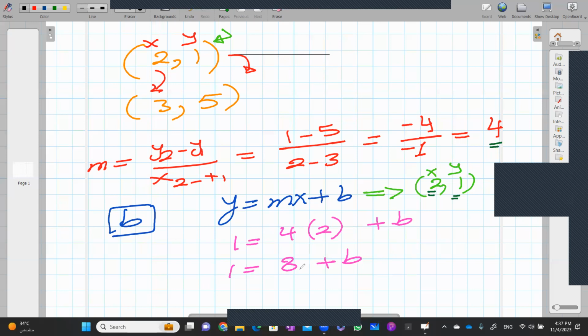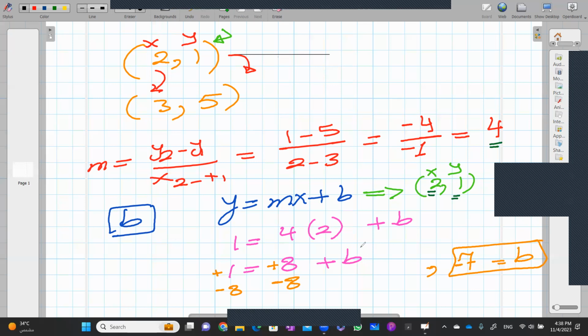1 equals 8 plus b. Here 8, its sign is positive. Do the opposite sign. Then negative 8, negative 8. 1 negative 8, it will be 2 different signs. Take care. Here 2 different signs. Subtract 7, which is bigger? 8. Which sign? Negative. The answer will be negative. Then b equals negative 7.